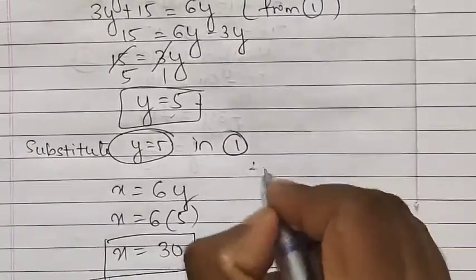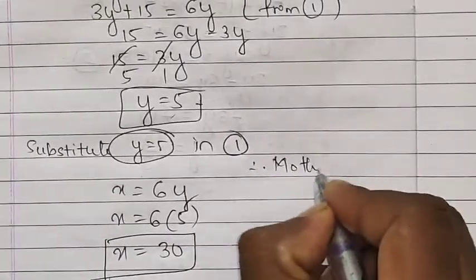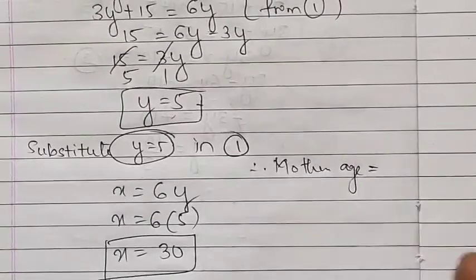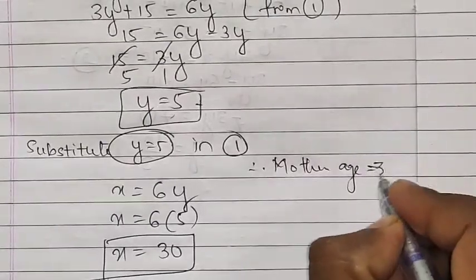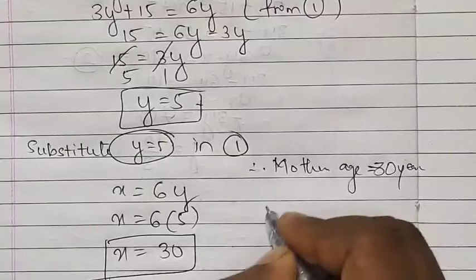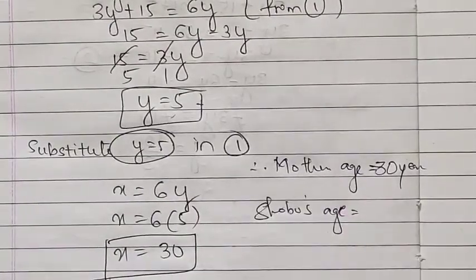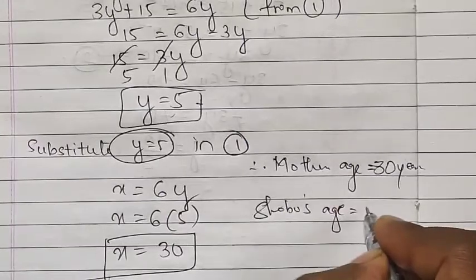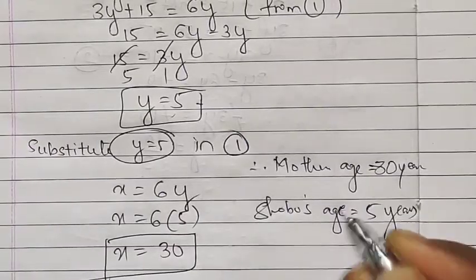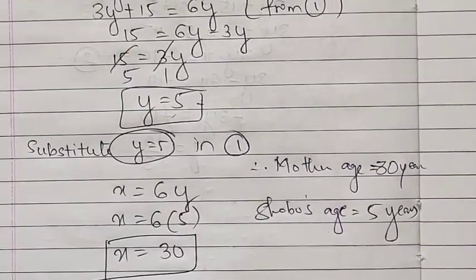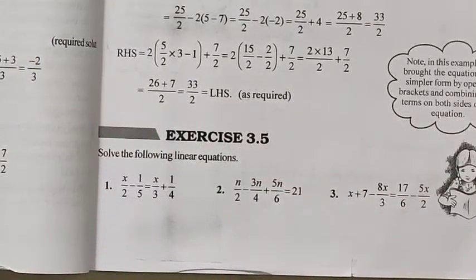Therefore, the mother's age we took as x, the answer is 30 years. Shobo's age we took as y, the answer is 5 years. This is your answer. Next, exercise number 3.5.